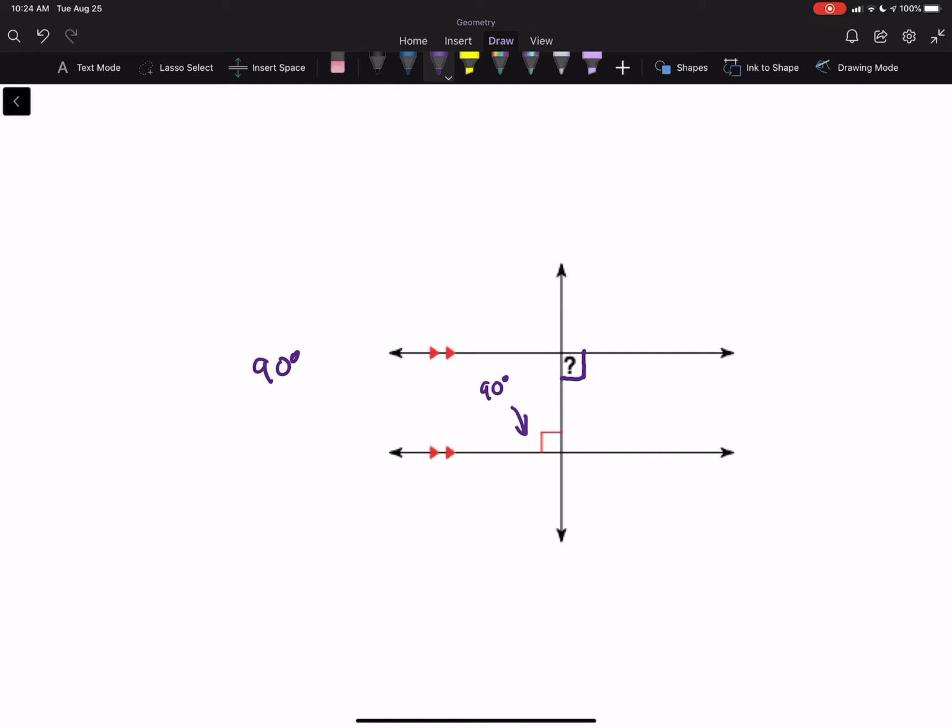So that's it. Today it's going to be really simple, and then we're going to step it up a notch. I'm going to give you multiple angles at some point, and you're going to have to start determining which ones are the alternating interior angles and how those work together. Okay? All right, that's it for today.